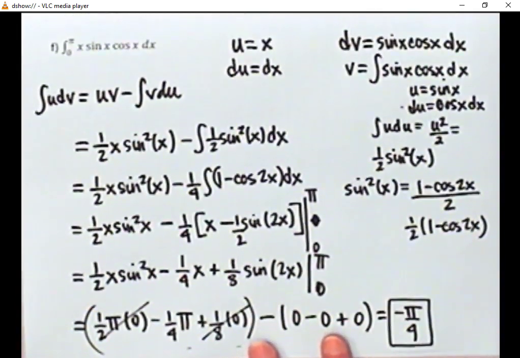Okay. So this is kind of an interesting one with trig functions. Just be careful with those. We know how to integrate most of the trig functions, sine and cosine.